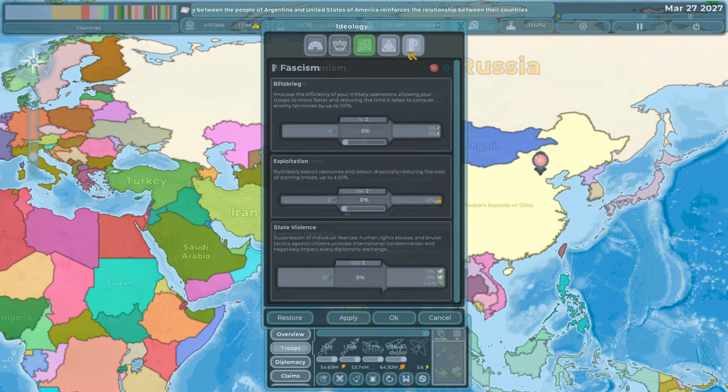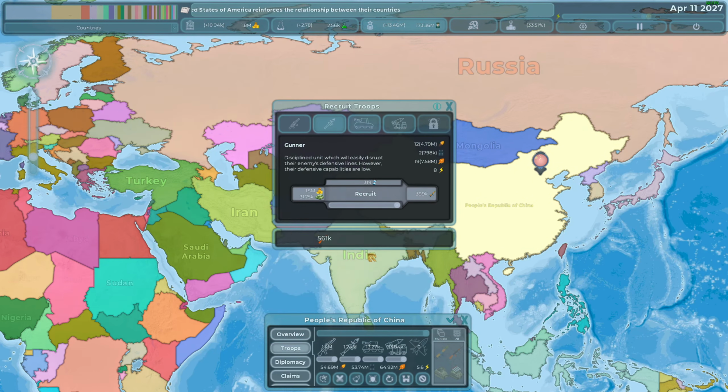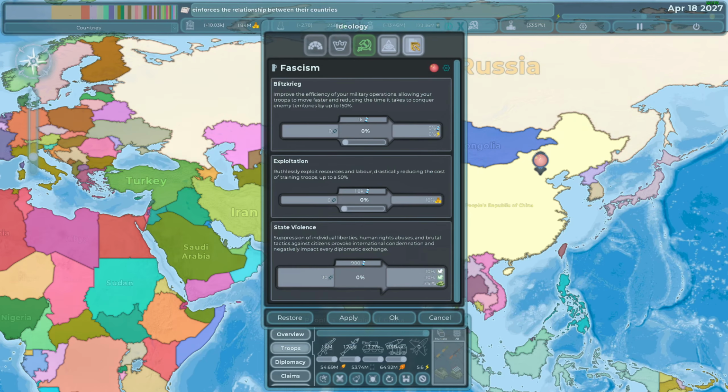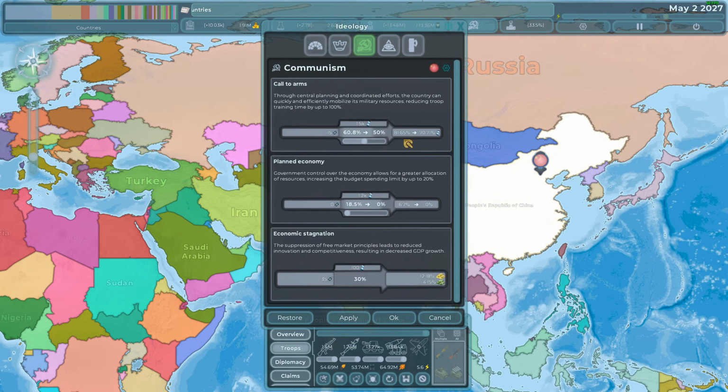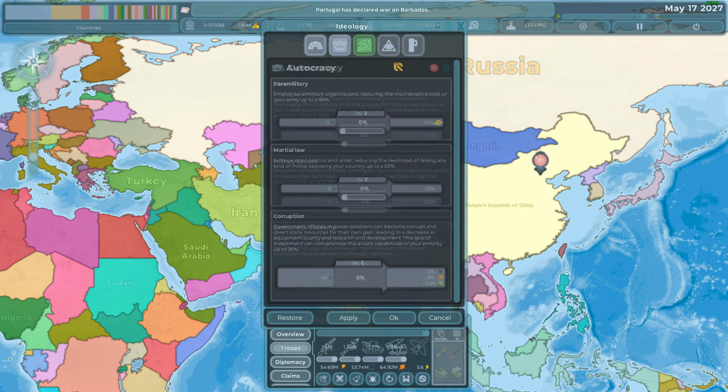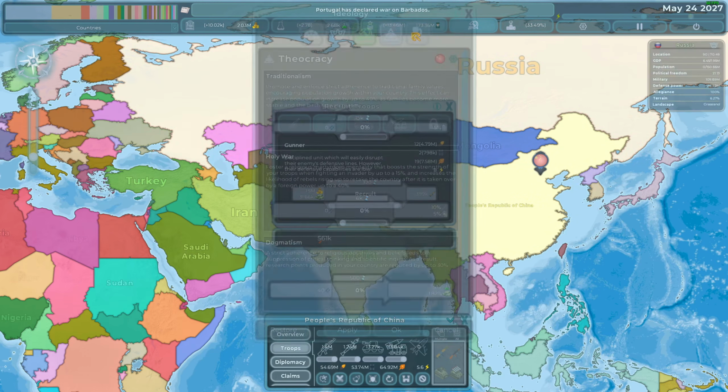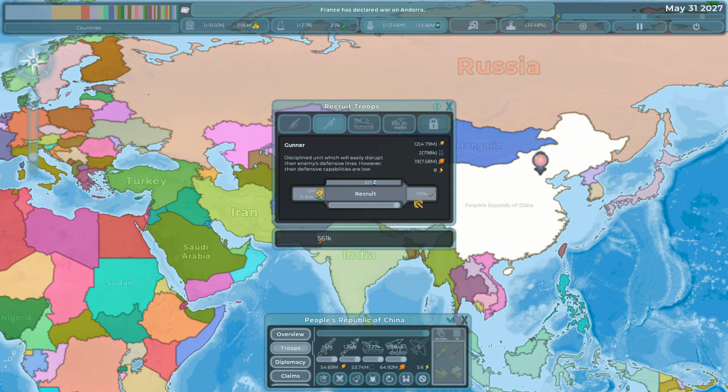Other things to know. Fascism will be the cheapest. If you're keeping your troops going the entire time, fascism will run through the least amount of money, while communism, because you're recruiting more troops at a time, will be the most expensive. I think democracy, autocracy, and theocracy are about the same when it comes to recruiting troops.